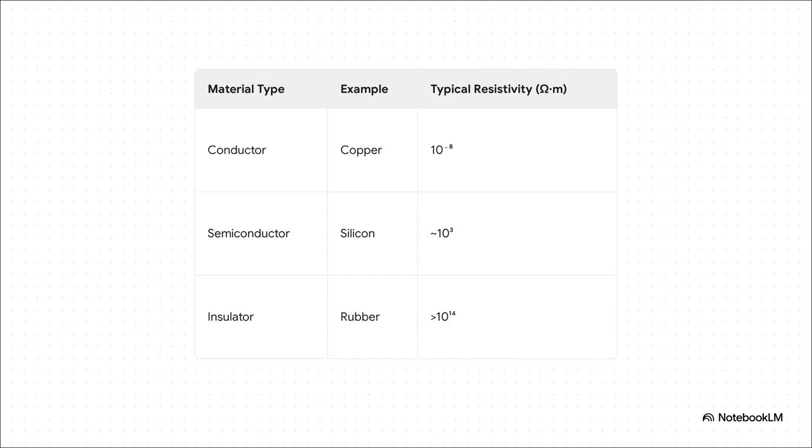And whoa, just look at the difference here. This is incredible. A conductor like copper has a super, super low resistivity. But an insulator like rubber, its resistivity is a billion times higher. The difference is just staggering. And this is exactly why our wires are made of copper on the inside to let the current flow, and covered in rubber on the outside to stop it dead in its tracks.